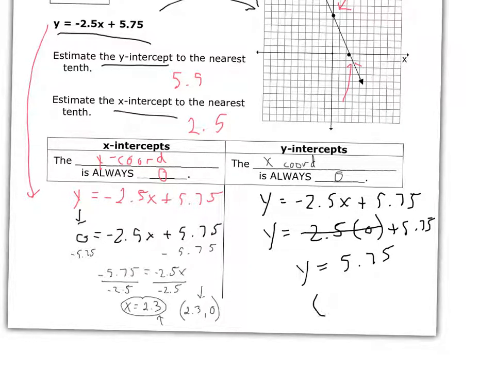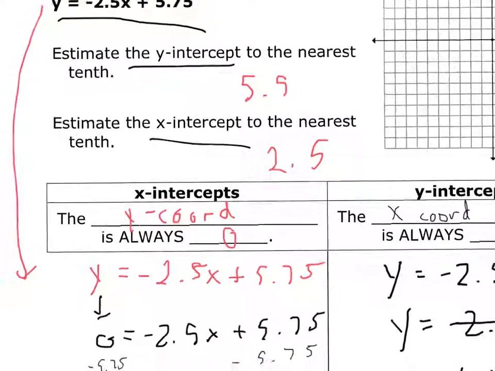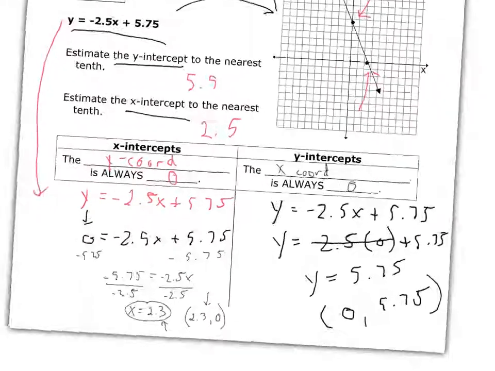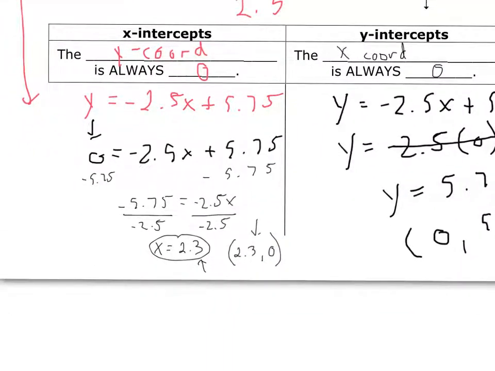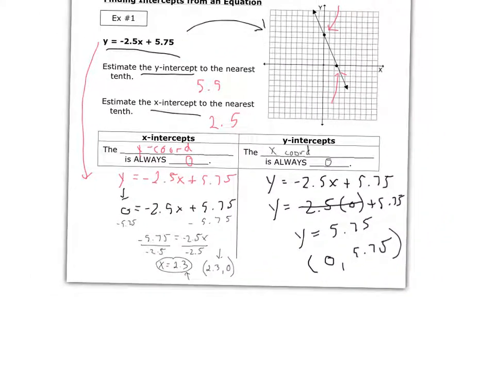So y-intercepts always have an x value of 0, and we can go ahead and plug in our 5.75. So if you go back up here to your estimates, we wanted to say that the y-intercept was 5.5. Well, it's actually 5.75, and we wanted to see that the x-intercept was 2.5, but it actually ended up being 2.3. So this is why it's very important to go ahead and figure out what exactly your intercepts are instead of guessing.